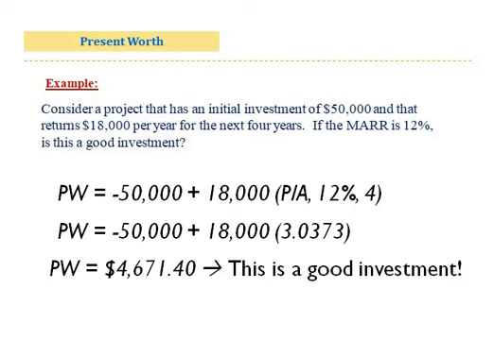So the final answer, as you can see here, is 4,671.4. So this is a positive value. It's greater than 0. Then this is a good investment. So you will do the project. So you see, we will benefit from what we have learned in the previous chapter so that we can make a decision about a certain investment.